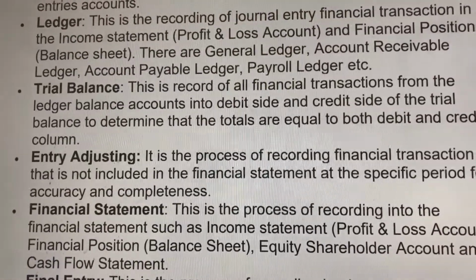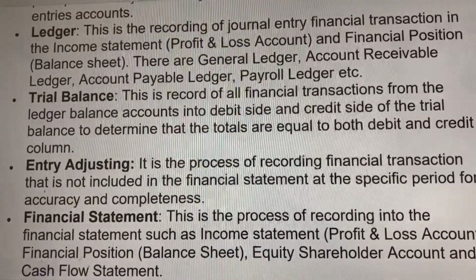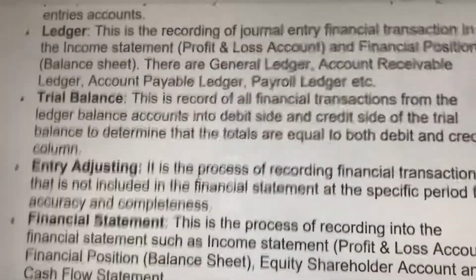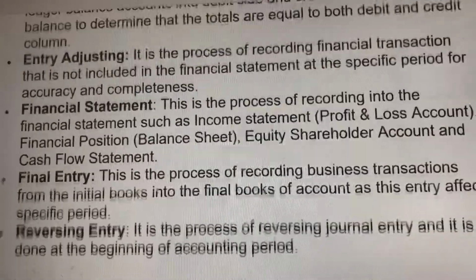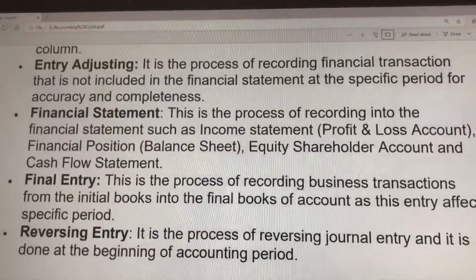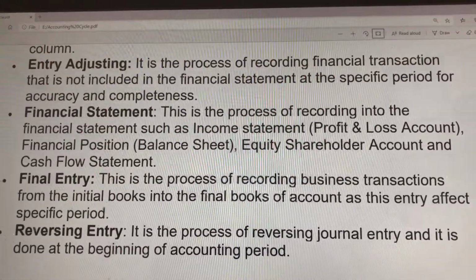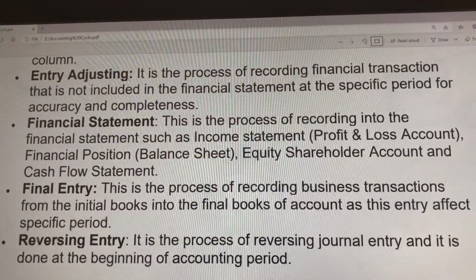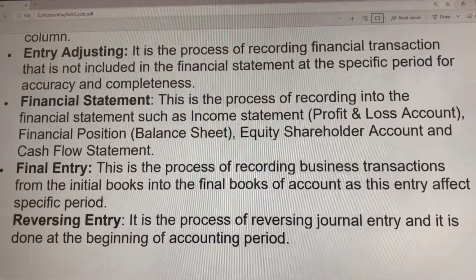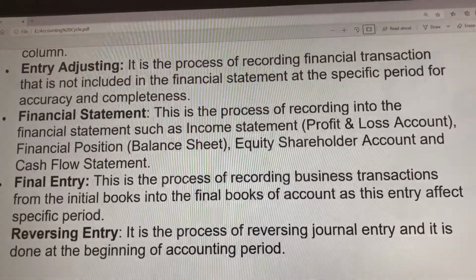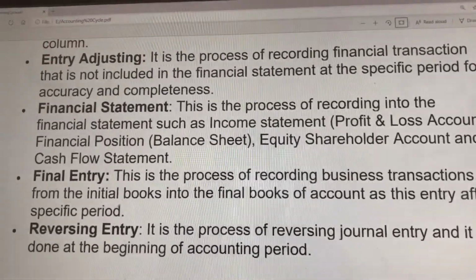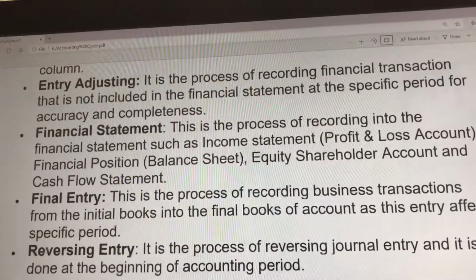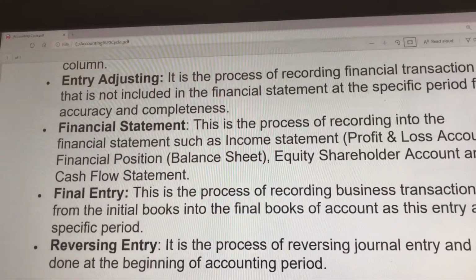The next stage of the accounting cycle is the adjusting entry. Here we make all the necessary adjustments that need to be done in the financial reports, and then we report them in the financial statements. These are the profit and loss account, the financial position, the shareholders' equity account, and the cash flow account. The final step is where we make sure that all our books are recorded accurately and perfectly, with no omission, and everything is done accurately.